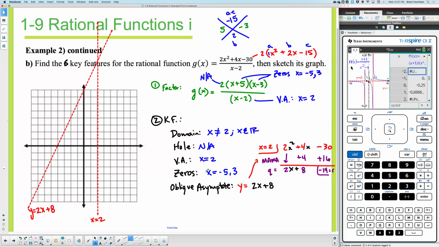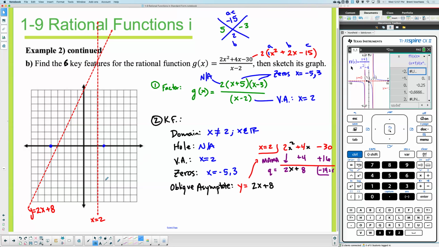Don't panic on this one. Again, you won't have to graph without a calculator, but I'm just showing you how it works. If I plotted these points, I've done the vertical asymptote, I've done my oblique. I have not done my zeros. I have a 0 at -5. 1, 2, 3, 4, 5. I have a 0 here. And I would have a 0 at +3.